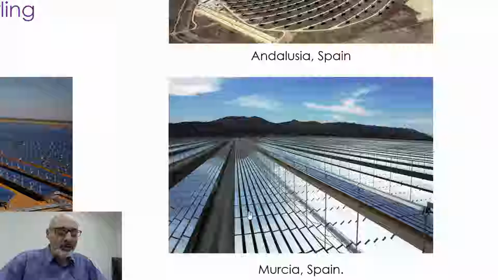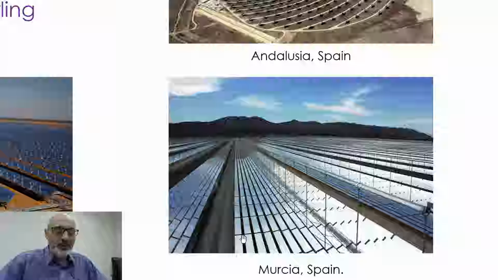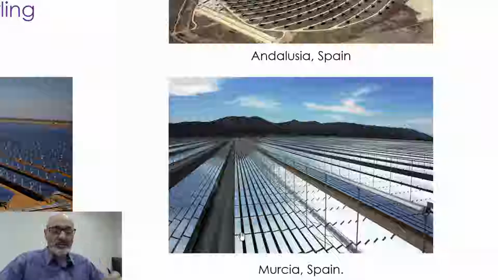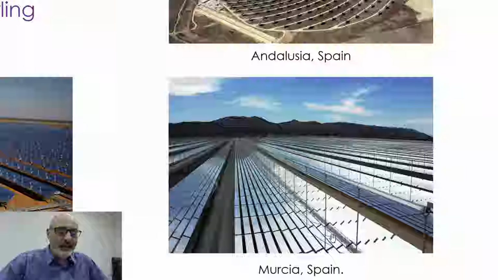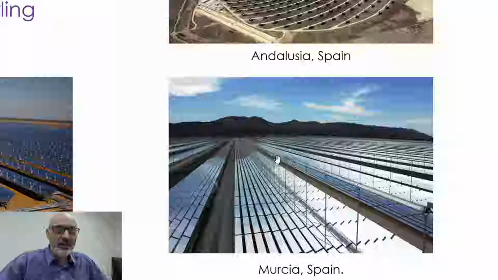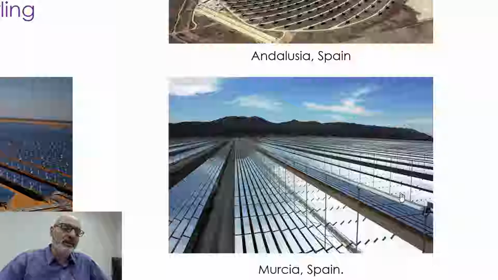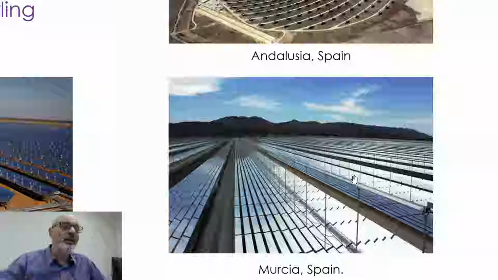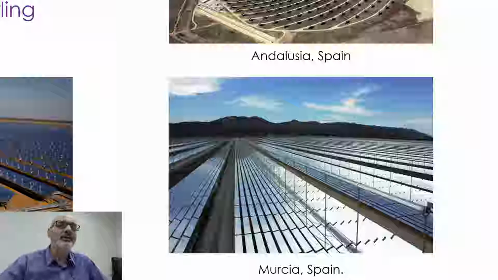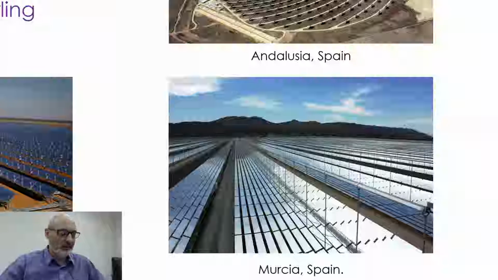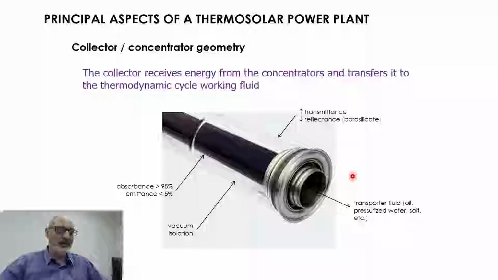The concentrator is composed by the mirrors, and the main objective is to concentrate sunlight. So it's like a lens, and it's going to increase the energy flux that is arriving at the collector by a factor of 10 or 50. It depends on the collector. We're going to see this in more detail in a moment.